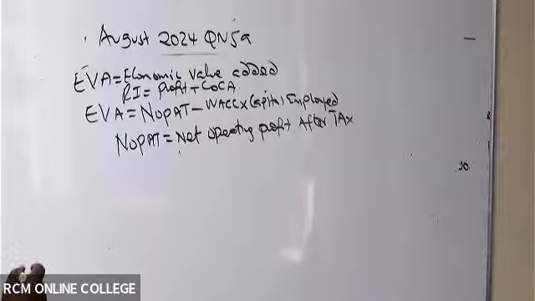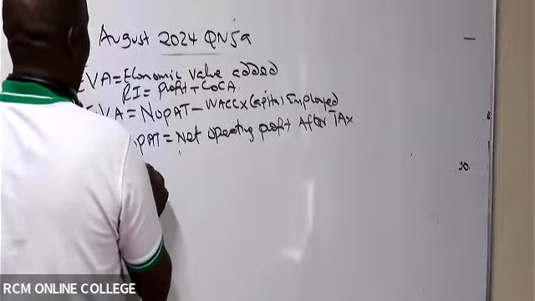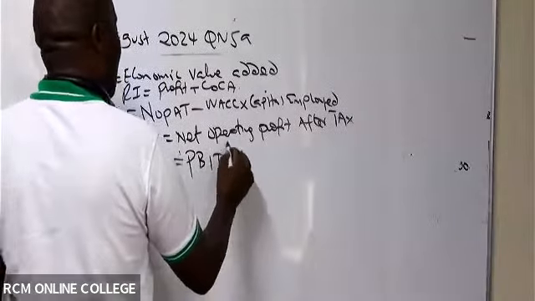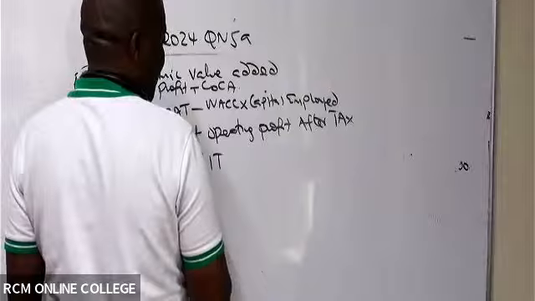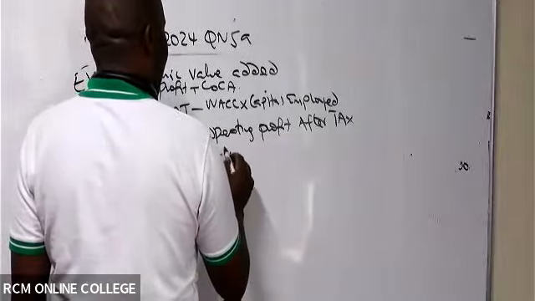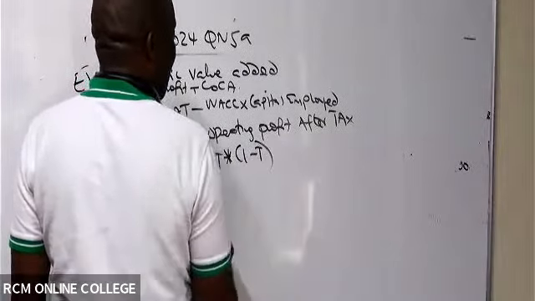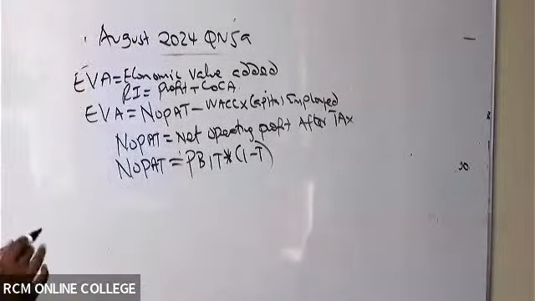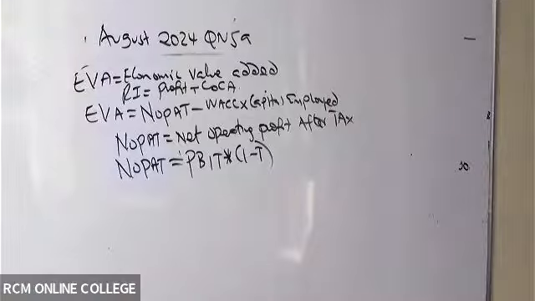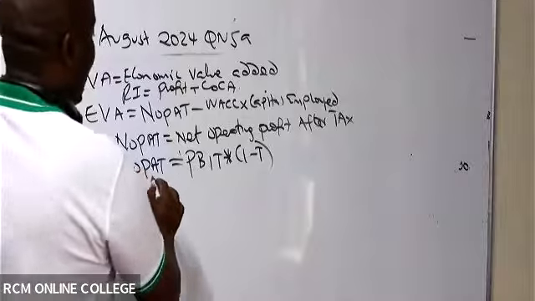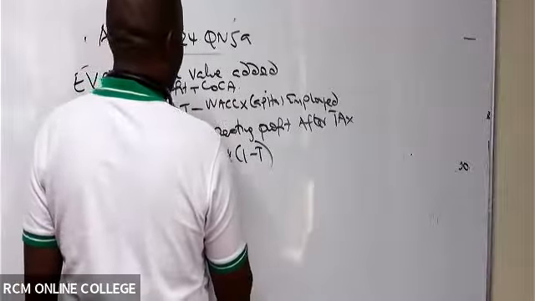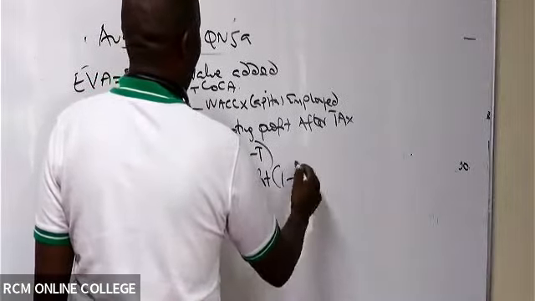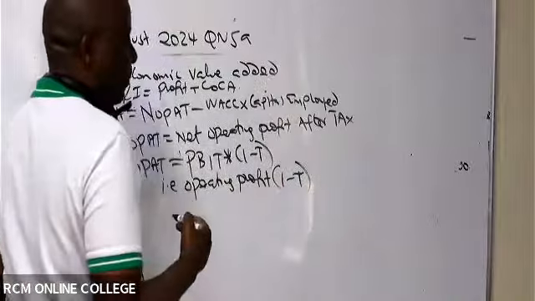And how do we get this NOPAT? Because it's operating profit, you take this operating profit, PBIT, times 1 minus tax. That is NOPAT. Anytime they want us to get NOPAT, you take the operating profit into 1 minus tax, like that.